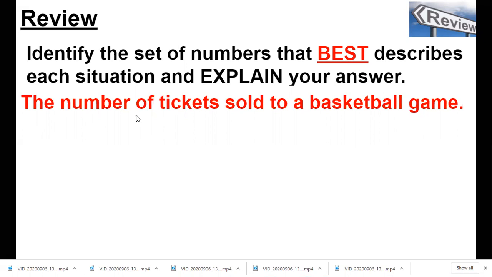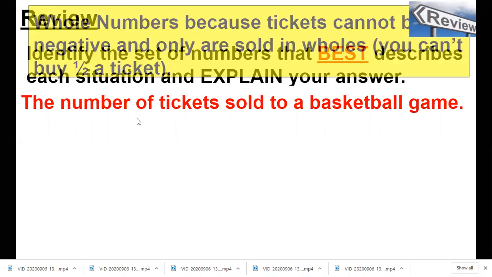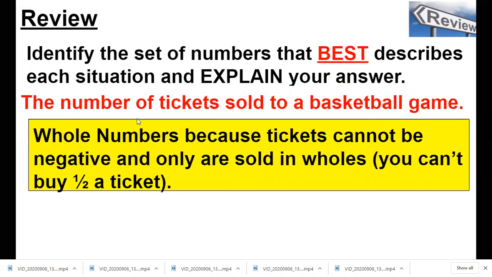How about an integer? Well, an integer can include negative numbers. Can you have a negative ticket? No. So this one should be whole numbers, because tickets cannot be negative, and they are only sold in whole amounts, so you can't buy half a ticket. So whole numbers is the best explanation for tickets at a basketball game.